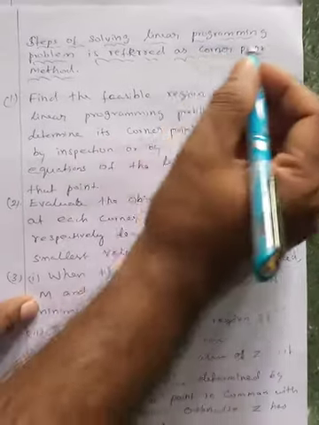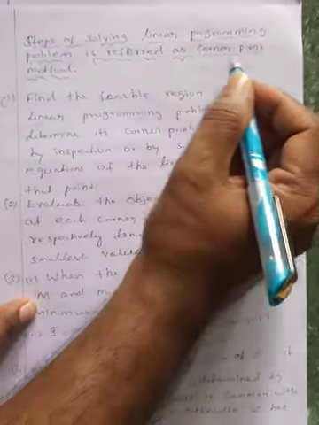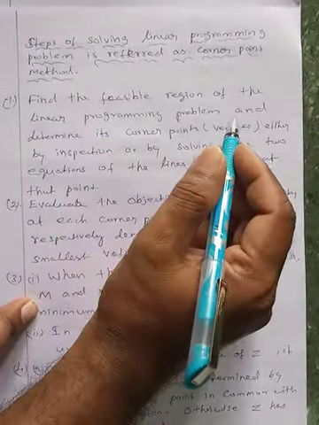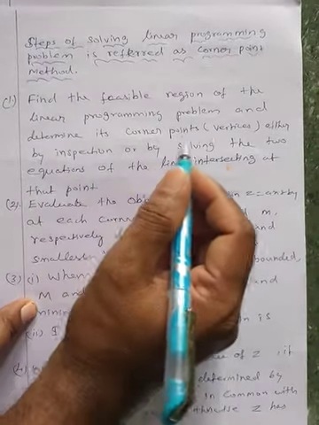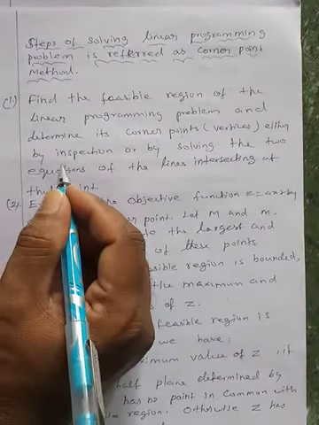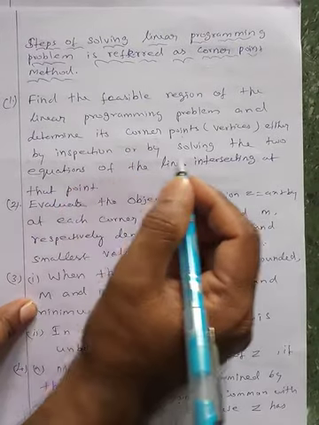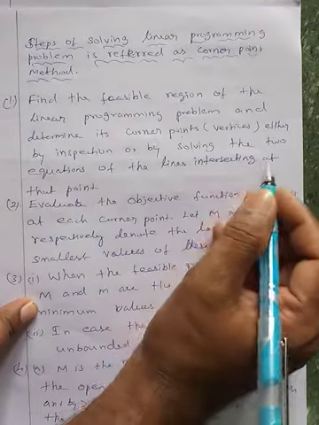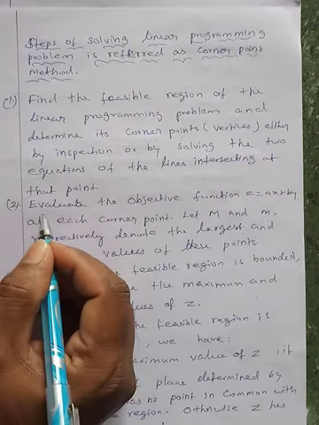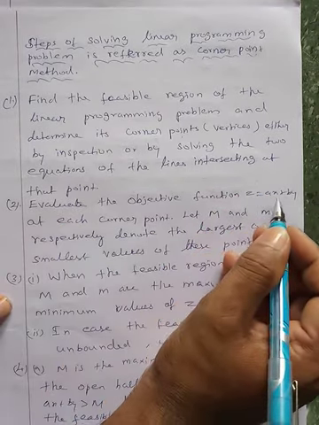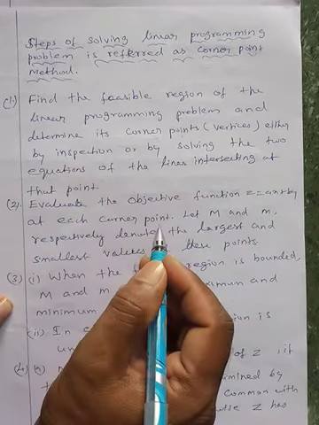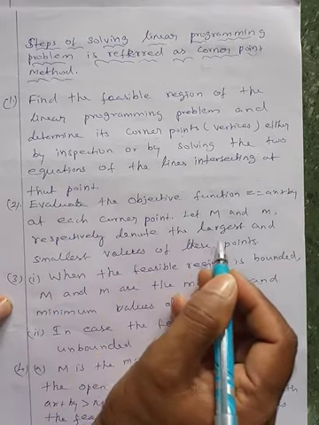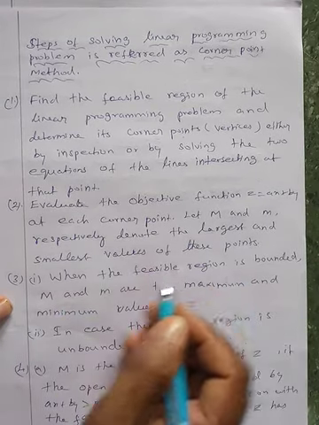The steps of solving a linear programming problem are referred to as the corner point method. First, find the feasible region of the linear programming problem and determine its corner points or vertices, either by inspection or by solving the two equations of the lines intersecting at that point. Second, evaluate the objective function z equals ax plus by at each corner point. Let M and m respectively denote the largest and smallest values of these points.